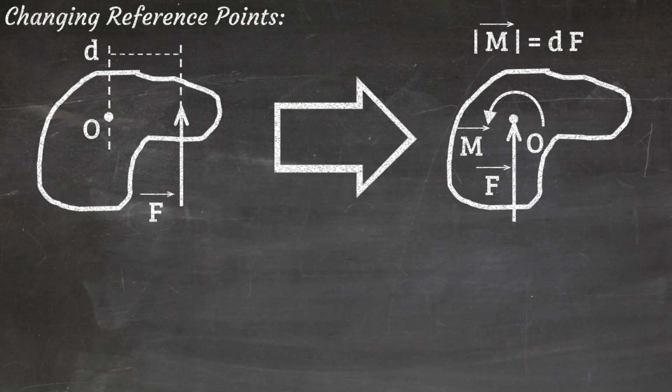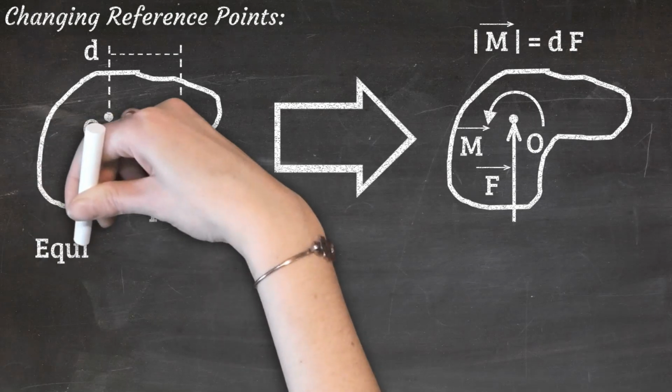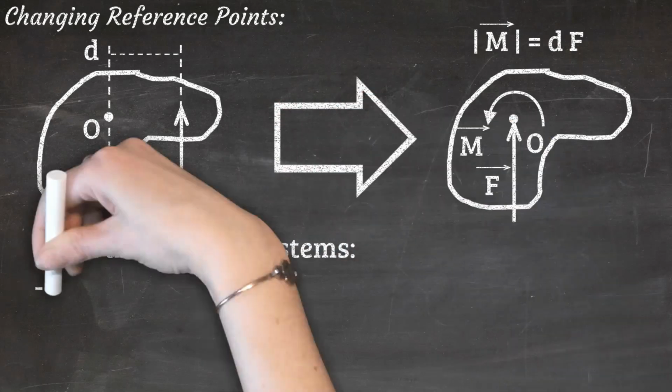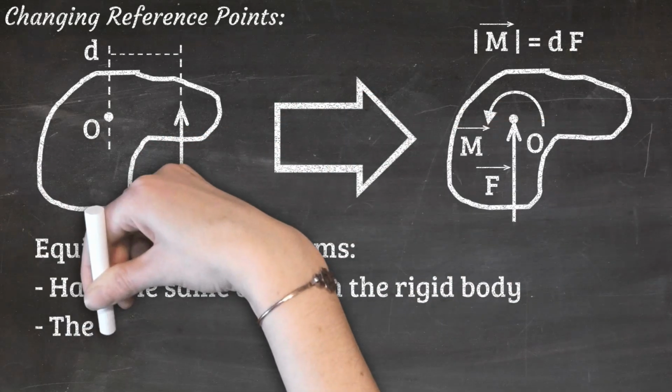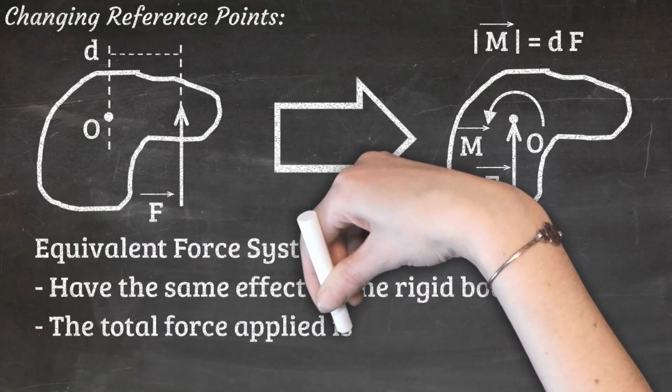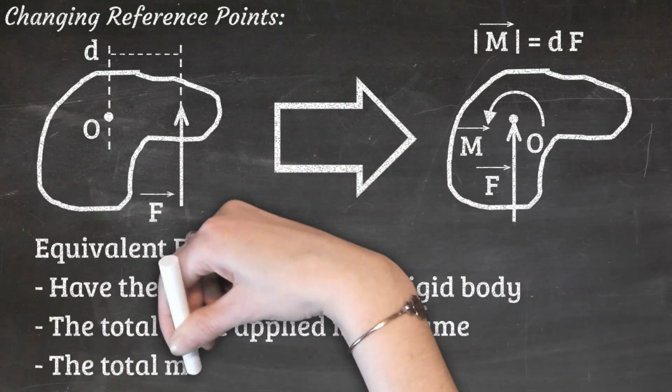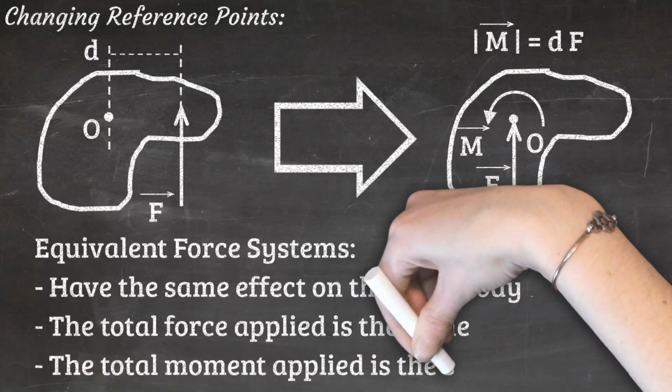It is important to notice that the two force systems that we have here are equivalent. It means that they have the same effect on the rigid body, because the total forces applied in both cases are the same, and the total moment applied in both cases is the same as well.